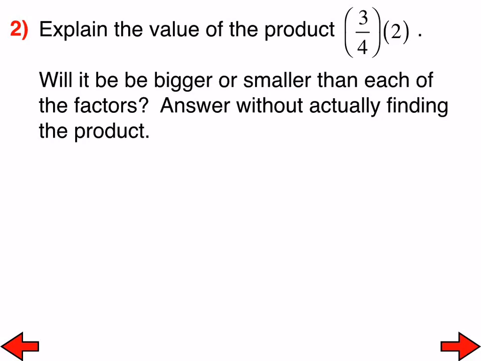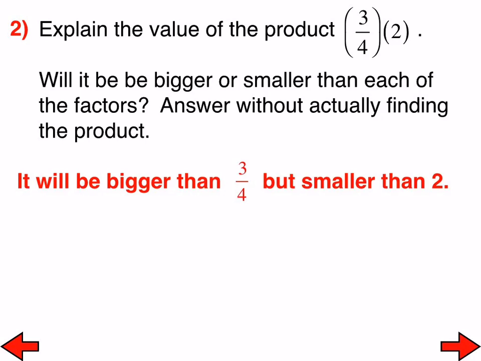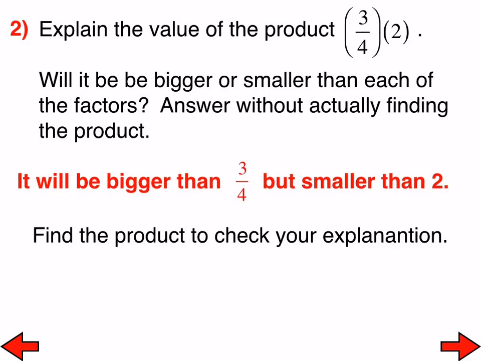Number 2 says to explain the value of the product of 3/4 times 2. Will it be bigger or smaller than each of its factors? And as I said, after number 1, these are all similar in nature. And what you should have come to is the conclusion that it will be bigger than 3/4, but smaller than 2. And if you were actually to figure that out, you would end up with 1 1/2 for that product. And that's proving that it is bigger than 3/4 but smaller than 2.